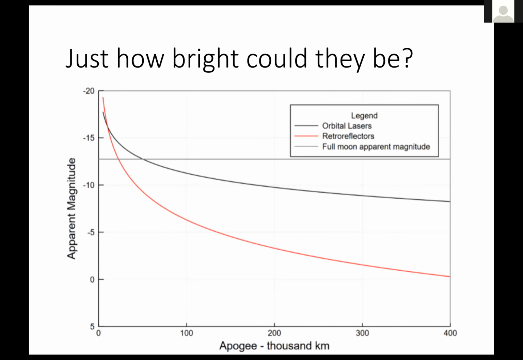So here is apparent magnitude versus apogee distance. The orbits we were looking at on the previous slides were near the right edge of this plot at about 400,000 kilometers, which is near the moon. And we still see that they are far brighter than the brightest star in the sky. So especially with the orbital lasers, they're a good fraction of the way towards being as bright as the full moon. So obviously this would eliminate most of the issues with sensitivity at the wavefront sensor detector.